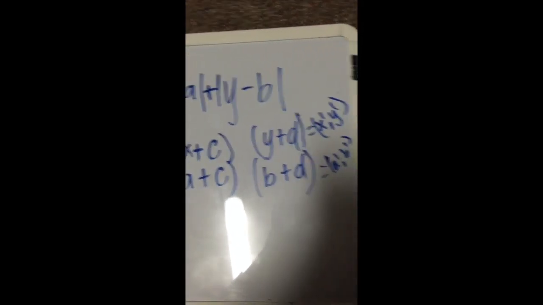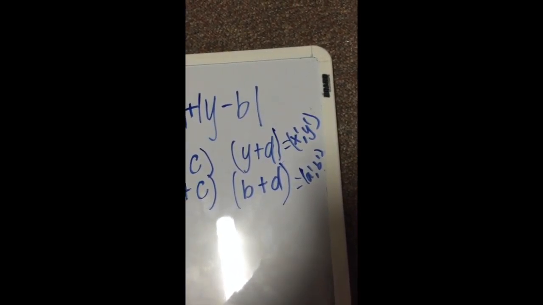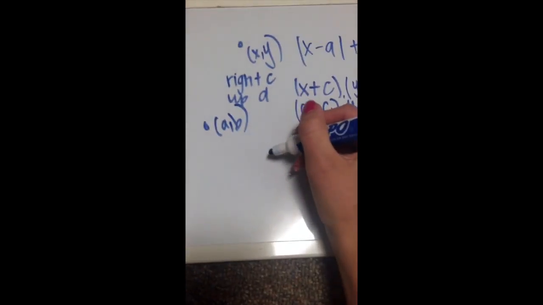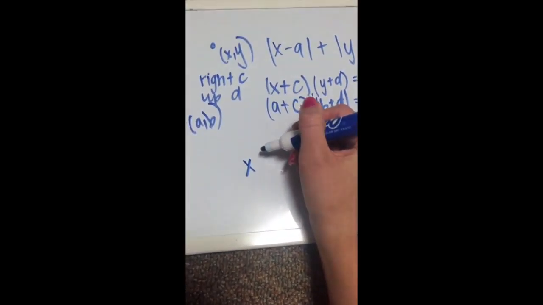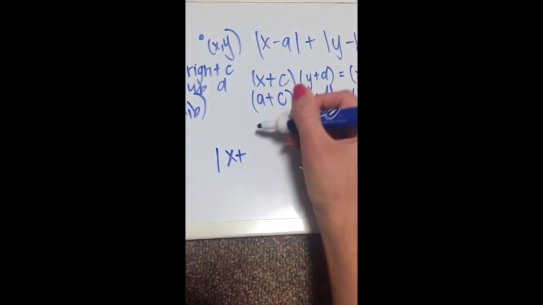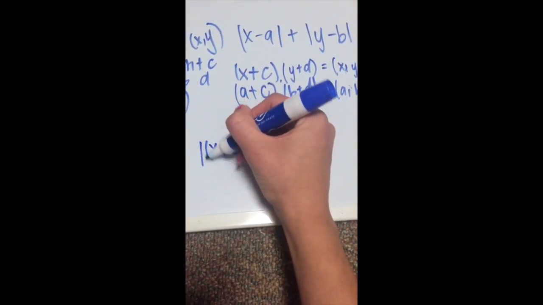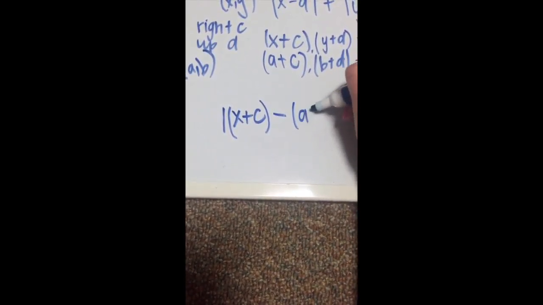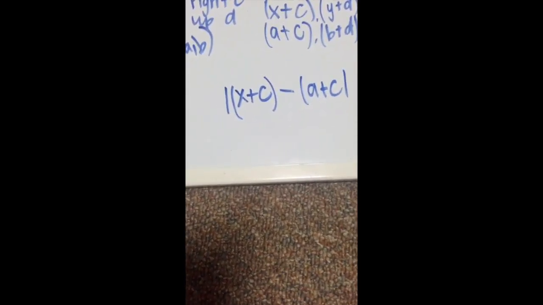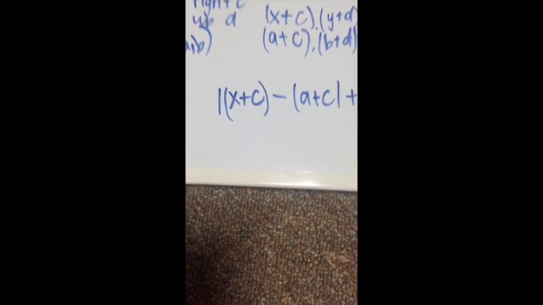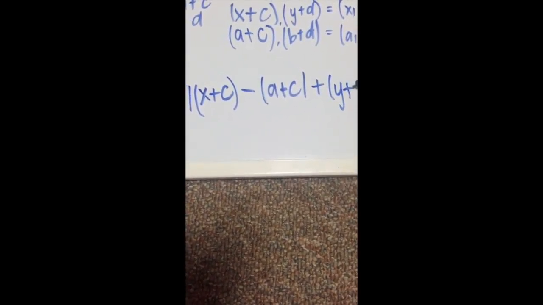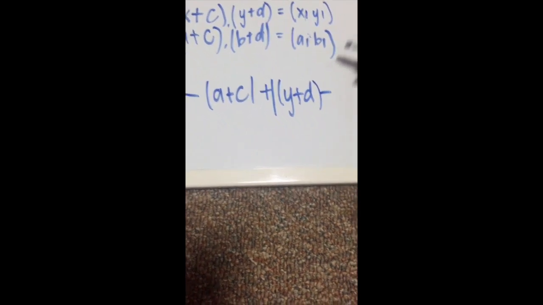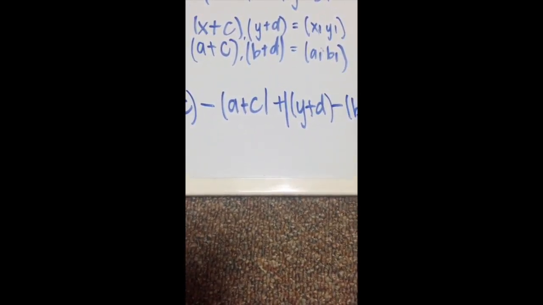To find the distance between our new points, we plug in X plus C because it's our new X. And we subtract that from A plus C, because that is our new A. Then we add this to Y plus D, because that's our new Y, minus B plus D, the absolute value of that.